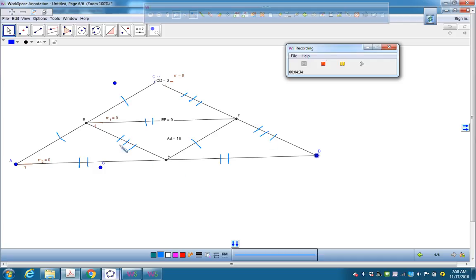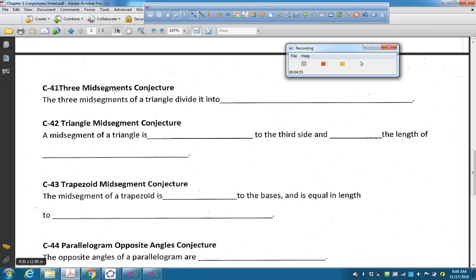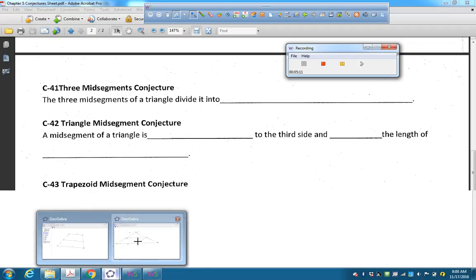Why? Side, side, side, right? They're all congruent by side, side, side. Well, these are all oriented the same way, but this one is upside down, right? See that? Isn't that kind of cool? All right. So let's go through and fill in those conjectures on your conjecture sheet. The 3 mid-segments, and then I'll do a couple of example problems, and then I want to grab that picture to put it in my notes. Where's that? Grab that picture. There it is.